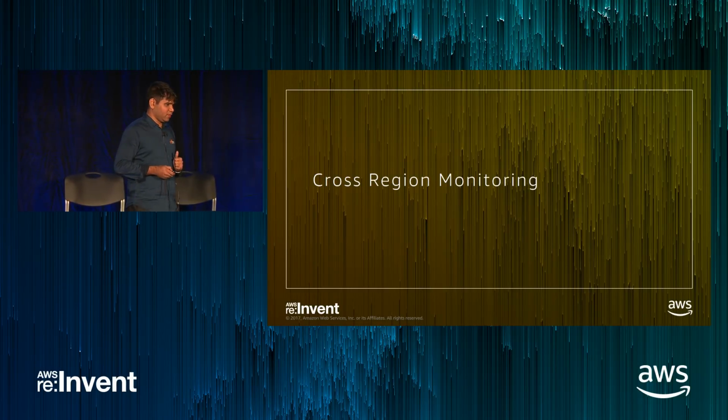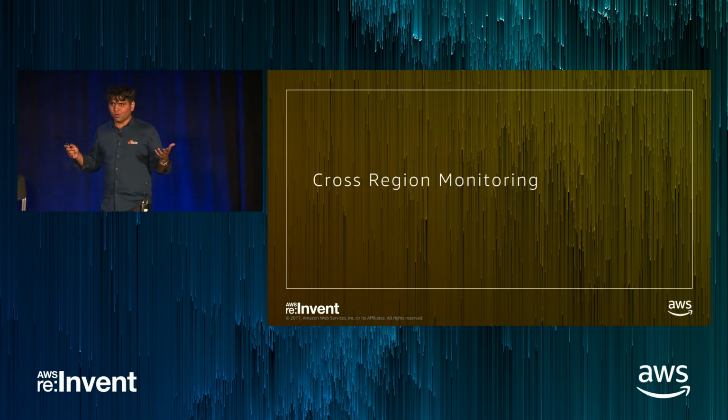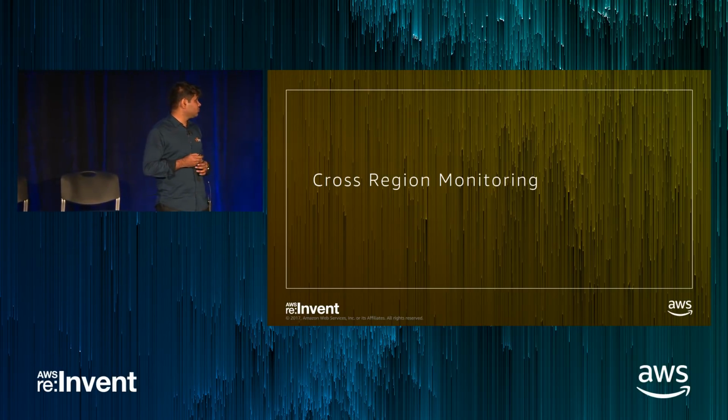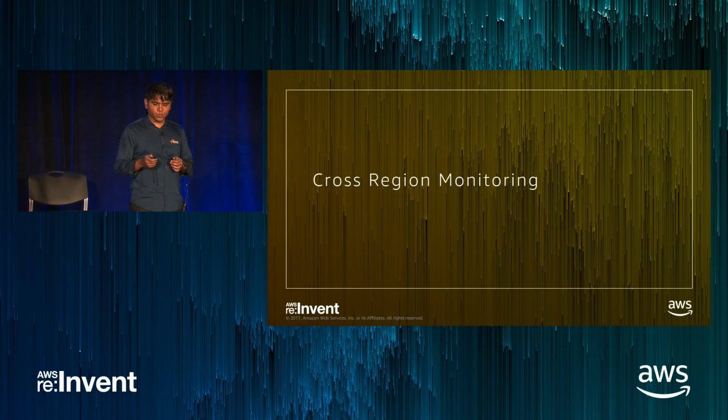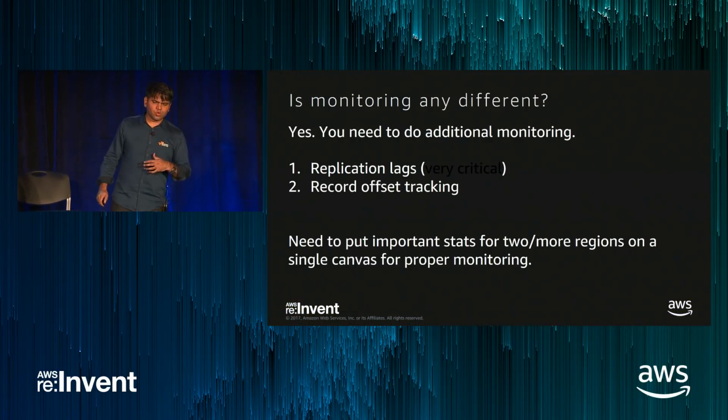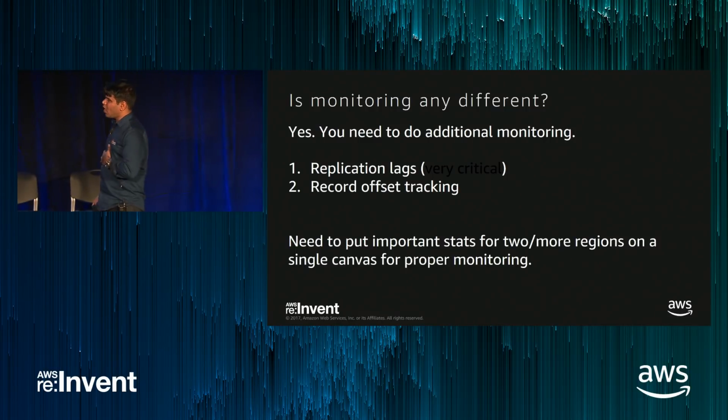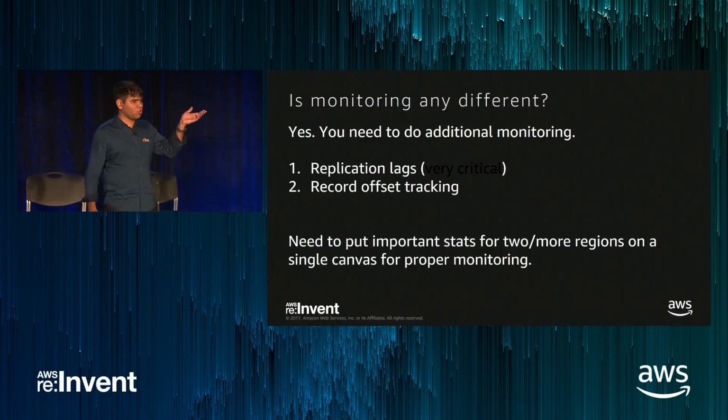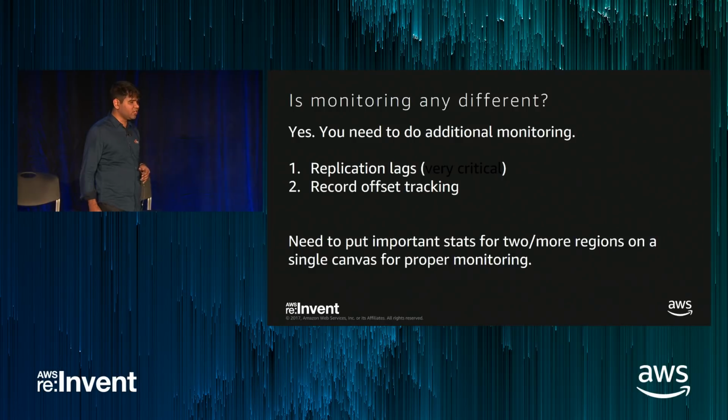Now, cross-region monitoring. We routed the traffic. We ensured the code deployments are happening properly, but now we want to keep monitoring it. How do we do that? So first of all, let us ponder how multi-region monitoring is going to be different from a single region.